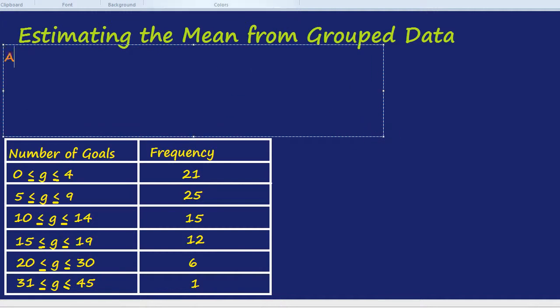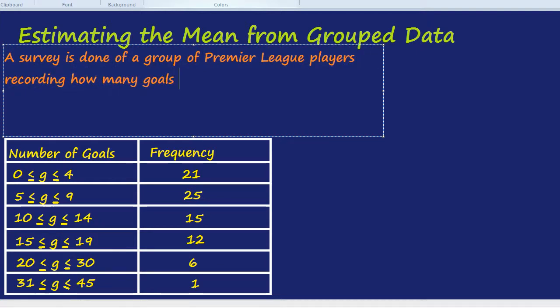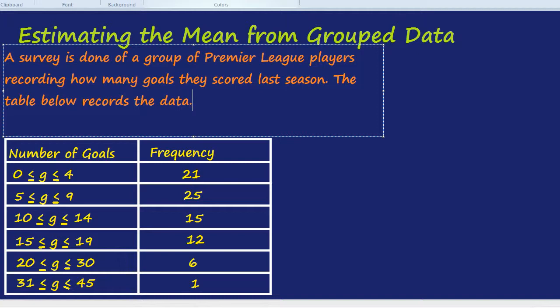Okay, a survey is done of a group of Premier League players recording how many goals they scored in a season. The table below records the data. Now here's the critical bit. Work out an estimate for the mean number of goals scored.